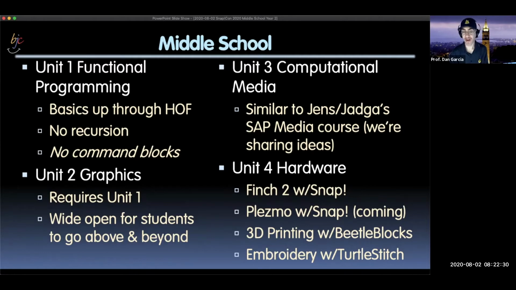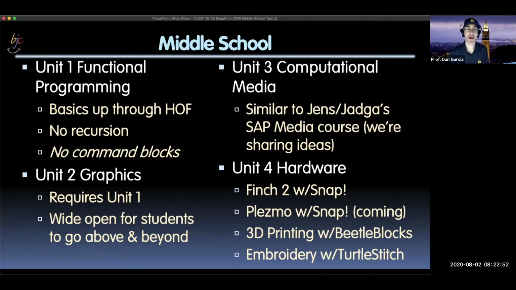In hardware, I have been turned on to some hardware pieces, and so I've got to bring in embroidery and TurtleStitch. I've got to bring in 3D printing with BeetleBlocks. All these things are Snap extensions. So the Finch 2 runs on Snap. In Plesmo, I have a Snap library coming. I'll talk about all four of those hardware pieces. So I really want there to be a delightful hardware unit.